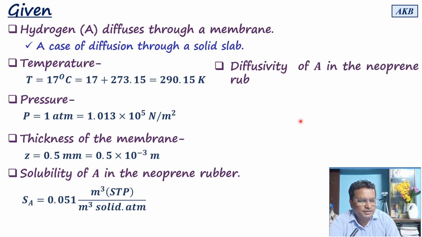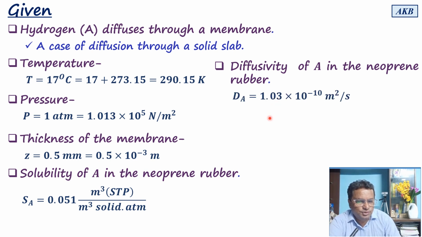Then diffusivity of A in the rubber is given, and we denote that by dA. So dA is given as 1.03 into 10 to the power minus 10 meter square per second. Okay, so let us understand the process.